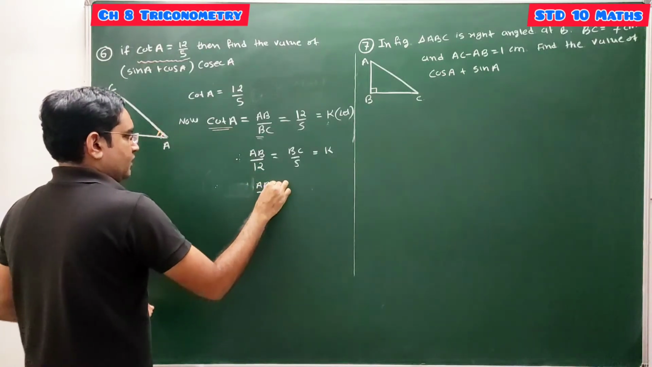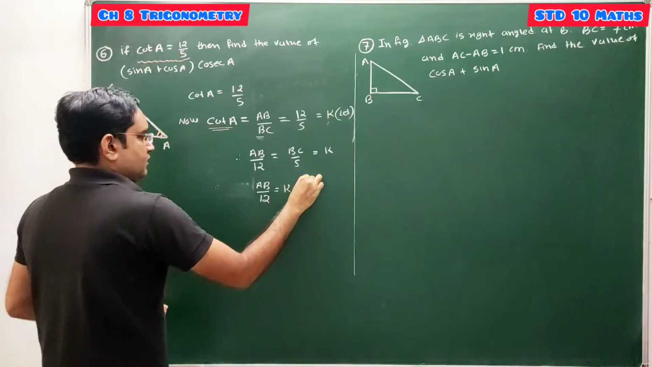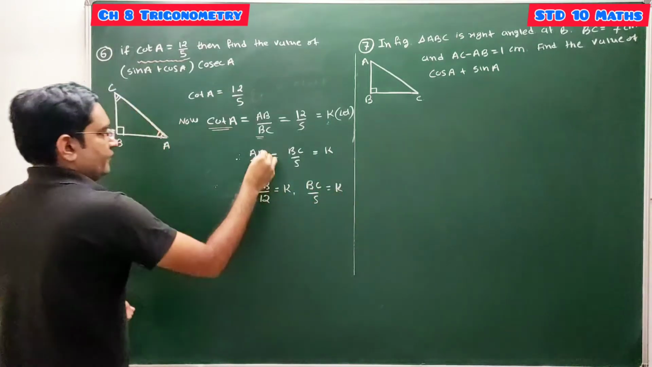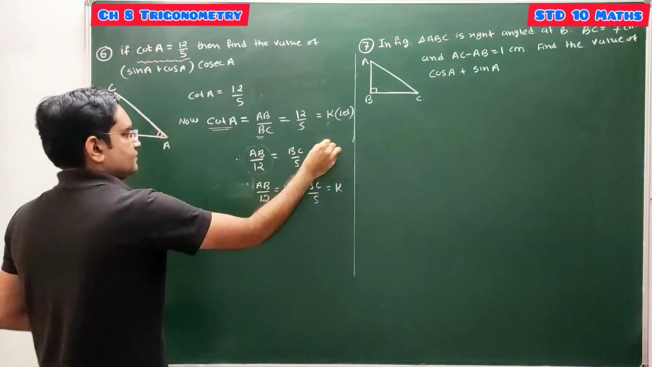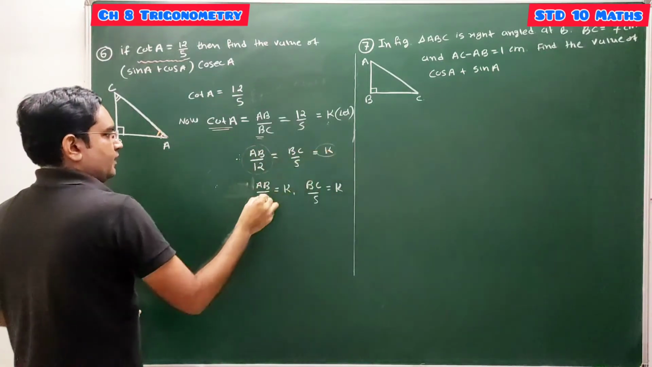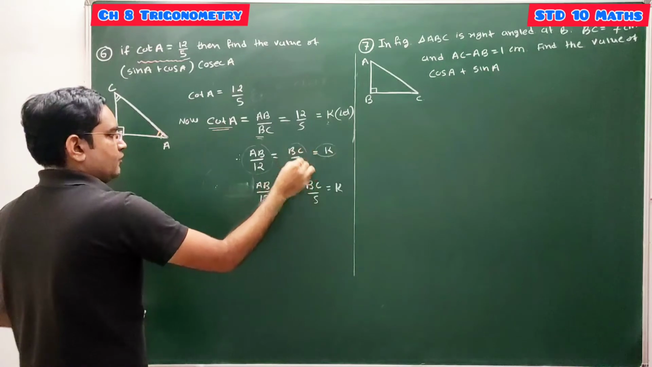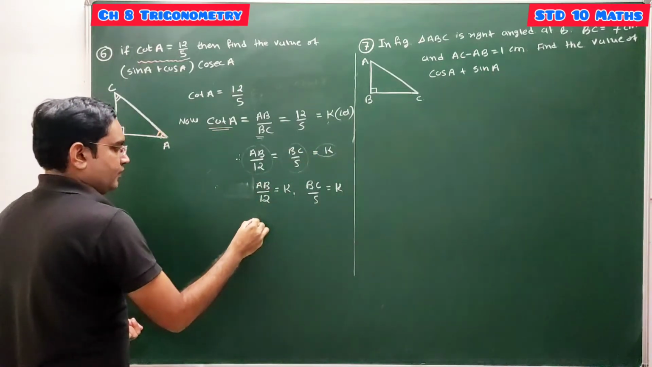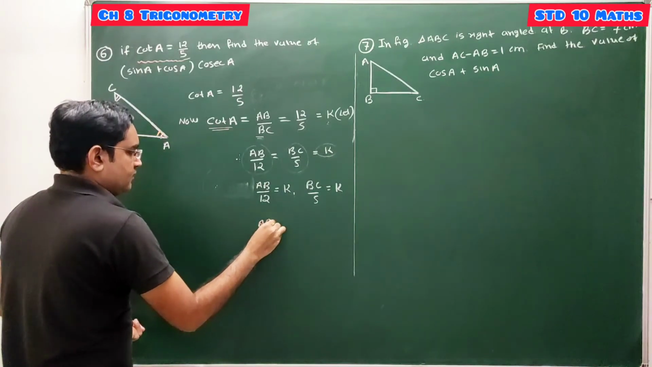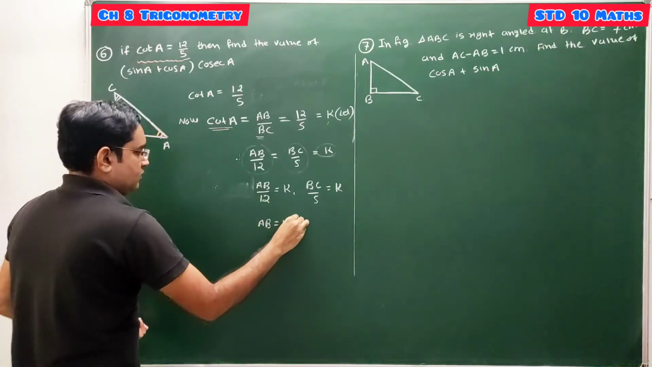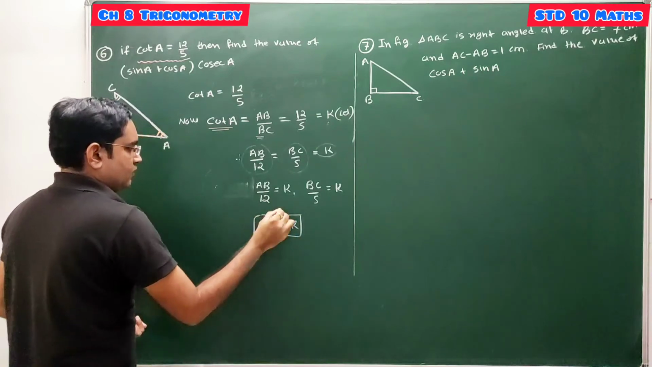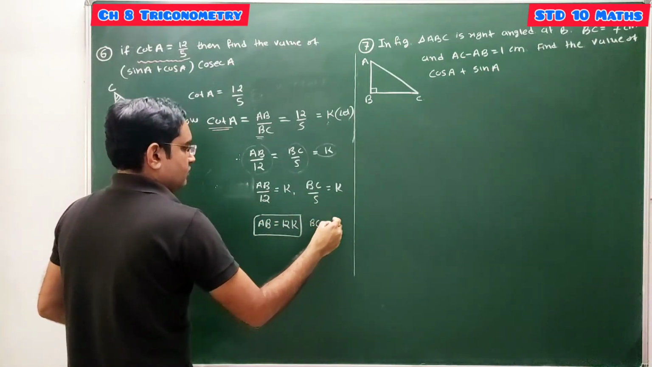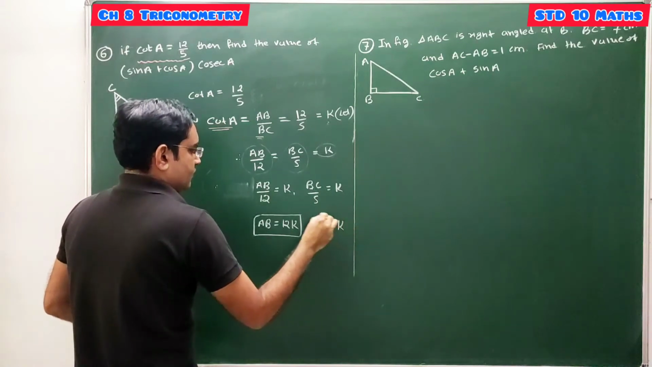So AB by 12 equal to K and BC by 5 equal to K. Value of this ratio equal to K. So AB by 12 equal to K and value of this ratio BC upon 5 is also K. So from this AB upon 12 equal to K, so we can write AB equal to 12K, and from here we can write BC equal to 5K.